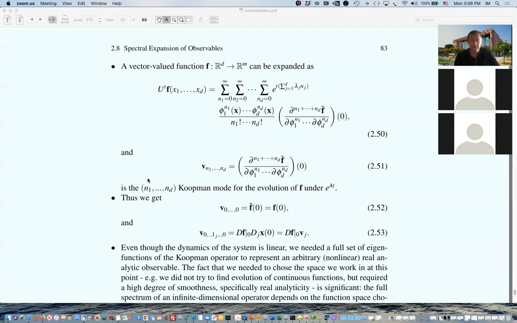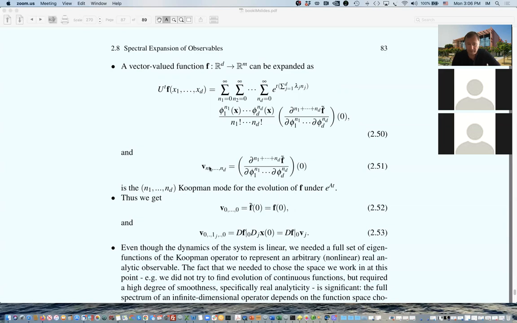We can index it saying that is the n1 to nd Koopman mode for the evolution of f under e to the at. And so it's interesting to look at these Koopman modes and say, okay, physically, what do we get out of this? So if we had a linear observation, then we actually got the Koopman modes were eigenvectors if your observable was the full state, or they would be some matrices acting on eigenvectors if the observation was not full state but was a linear function of state.